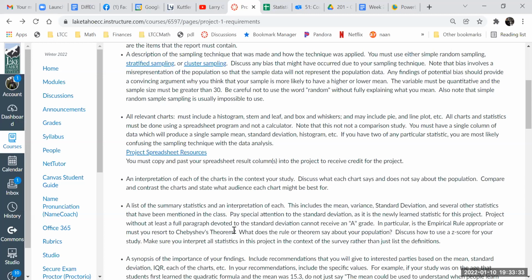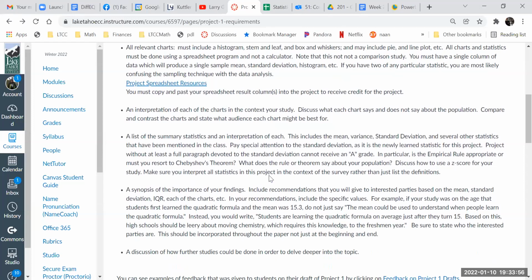Discuss how to use a Z-score for your study. Make sure you interpret all statistics in the project in the context of the study, rather than just list the definitions. So don't just give me a bunch of definitions. Talk about, hey, you have the first quartile. What decision is the client going to make after seeing that first quartile, for example?